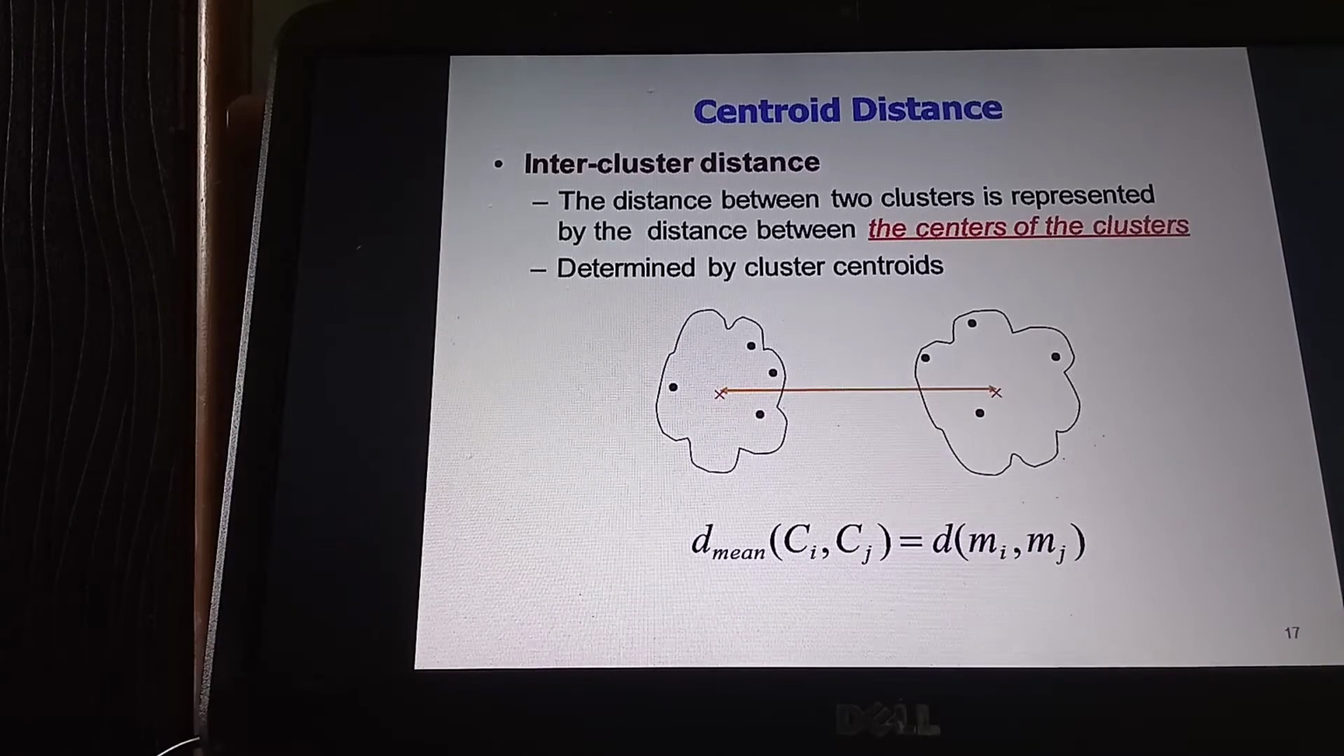And next, the last one, the centroid distance. The distance between two clusters is represented by the distance between the centers of the clusters. Here it is determined by the cluster centroids. Remember that you have to consider the mean value.